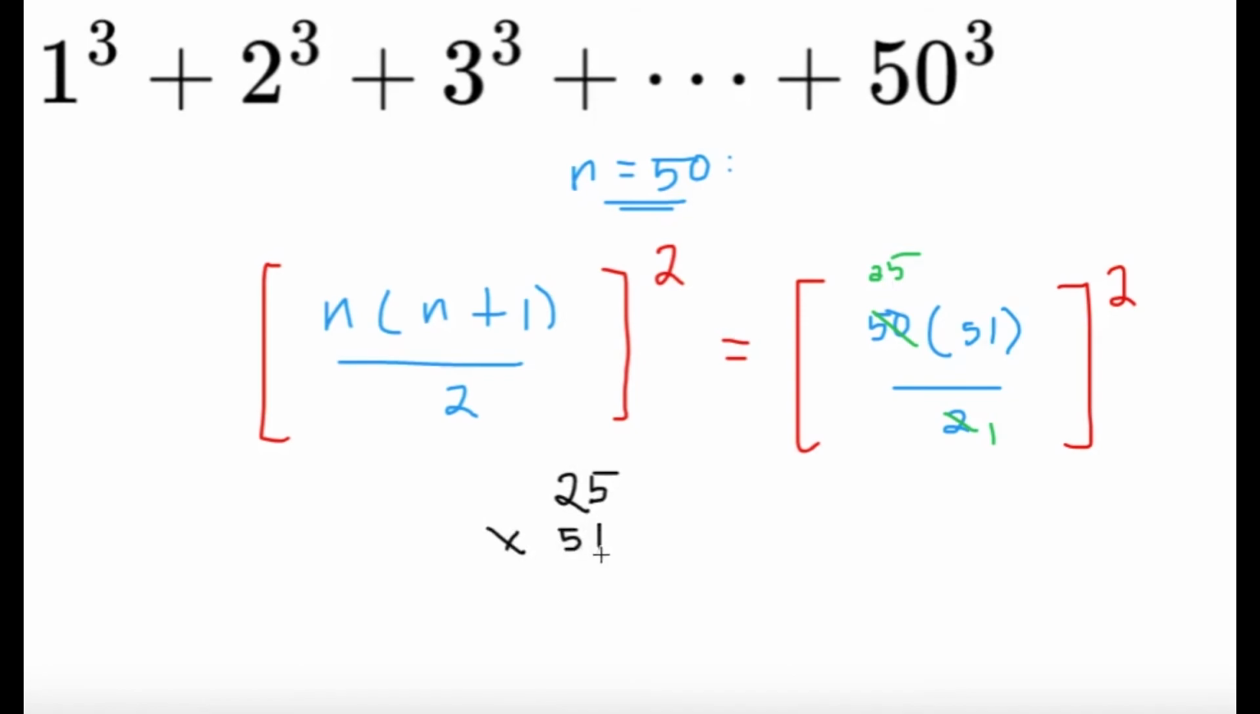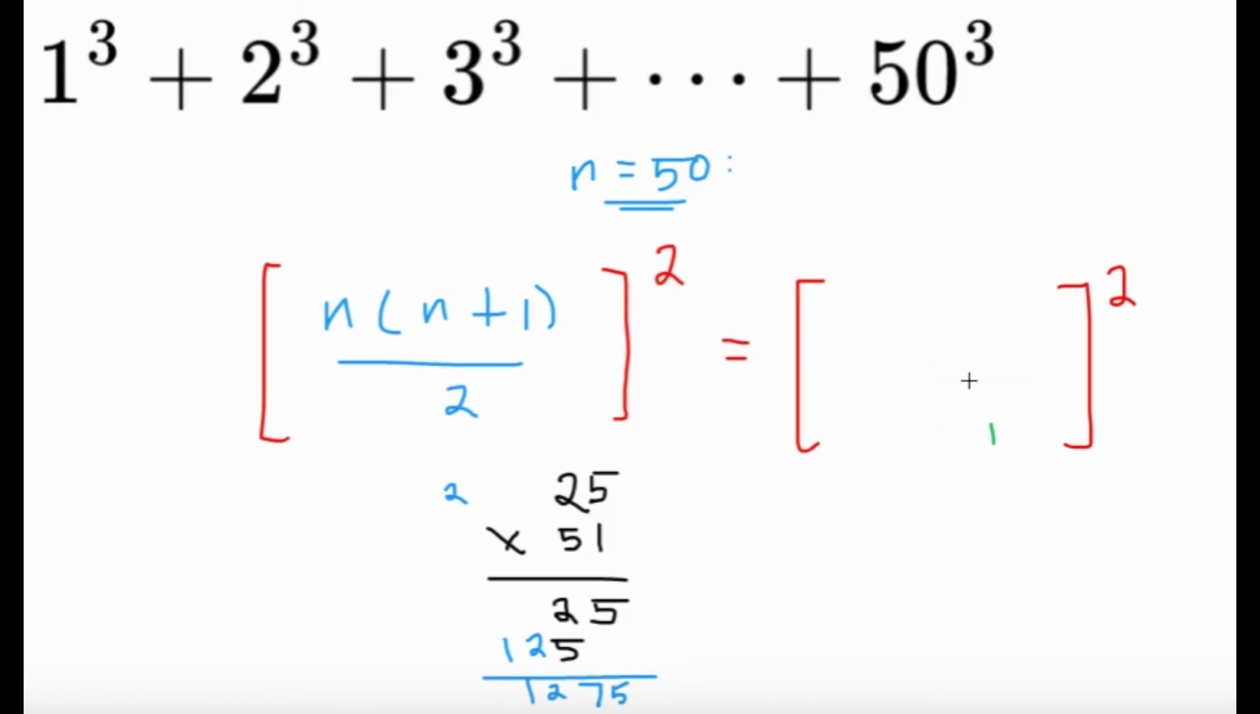Just do simple multiplication. So 5 times 1, it's going to be 5. 2 times 1, that's going to be 2. 5 times 5, that's going to be 25. But we carry the 2 for now. 2 times 5, that's going to be 10. Now don't forget to add the 2. So instead of 10, we're going to put 12. So just simple multiplication back in elementary school, and we're going to get that 25 times 51 is 1,275. So whatever is inside is equal to 1,275, and then we're going to square it.